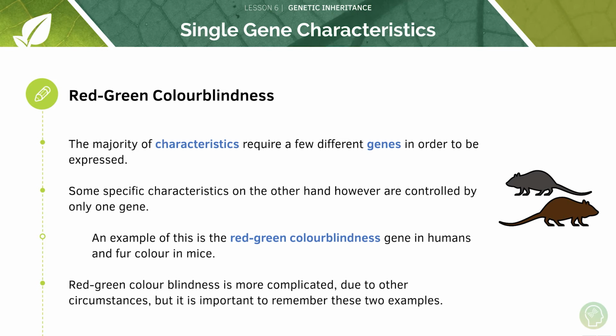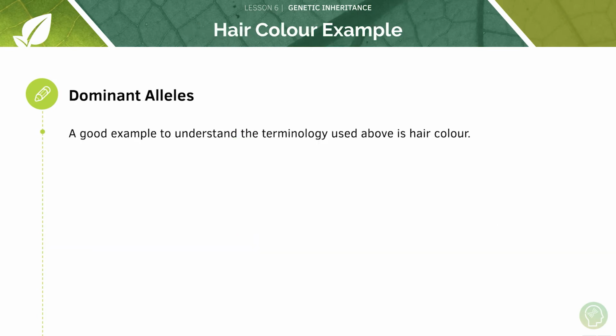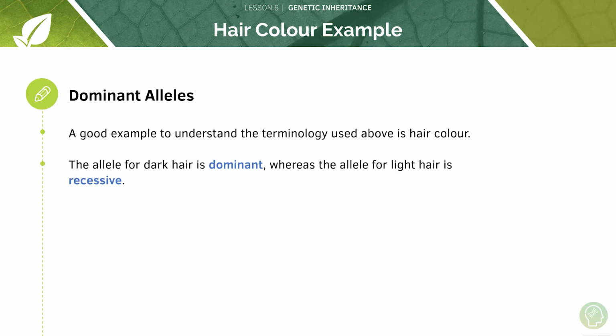Red-green colour blindness, however, is more complicated due to other circumstances, but it is important to remember these two examples as examples of single gene characteristics. So now let's have a look at an example.